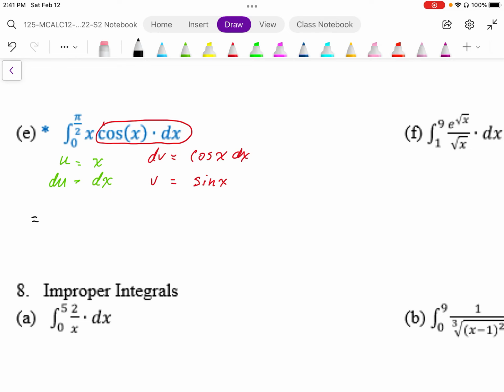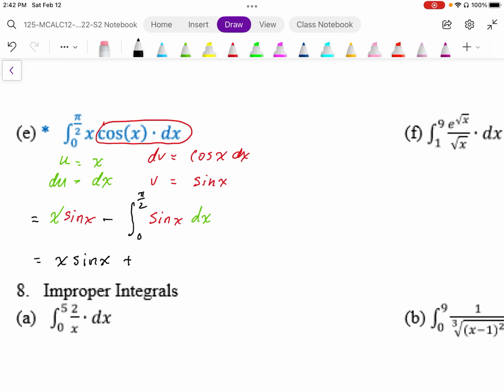So the new integral that we're going to generate is going to be uv, so x sine x minus, and this is the new part, from 0 to pi over 2. Since we started with u dv, we're going to use v du. So v is my sine function, and then the du just is a dx function. So at this point, we have generated the new integral, and the new integral happens to be anti-differentiable, so this formula worked.